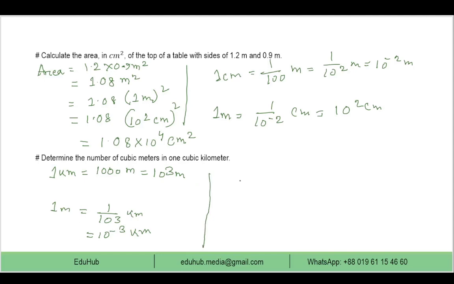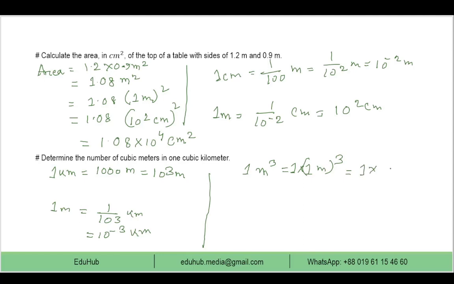Now let's go to our problem. Our problem is to determine the number of cubic meters. So the number is 1 meter cube. That means it is 1 meter into 1 meter, the whole cube.